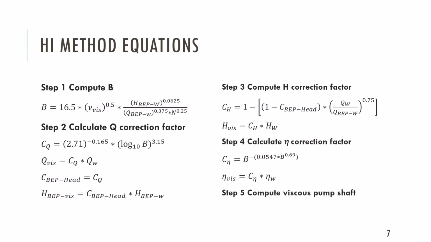In first place, parameter B is calculated. Second, flow correction is made. Third, head correction factor is applied. Fourth, efficiency correction factor is determined. And fifth, shaft power is calculated.